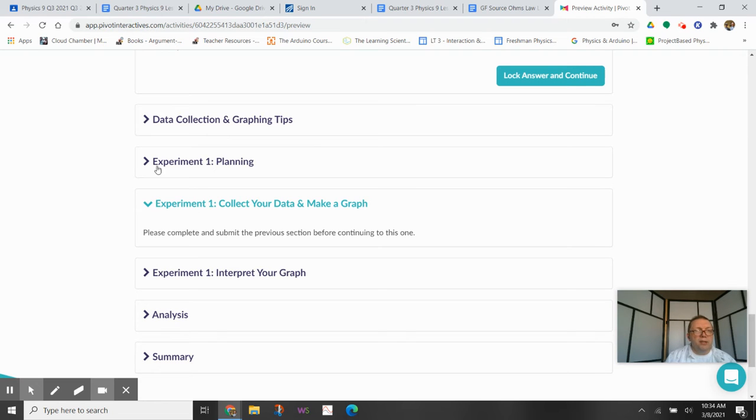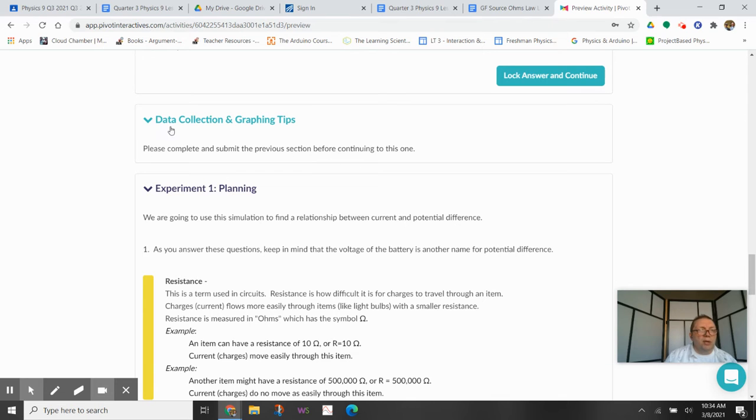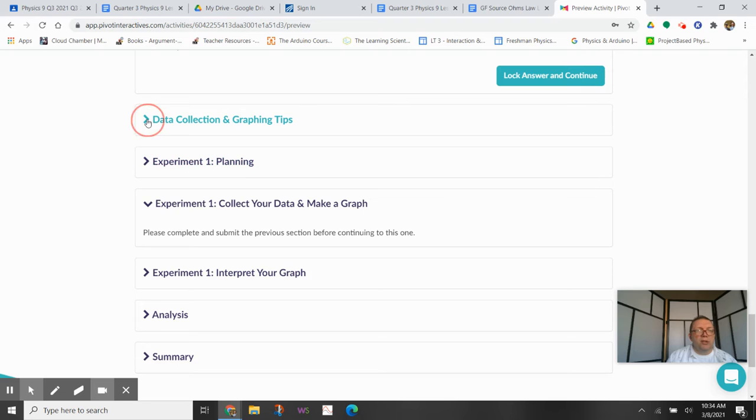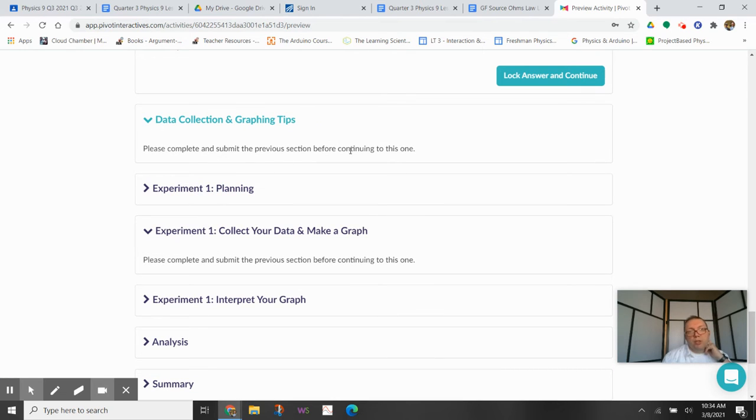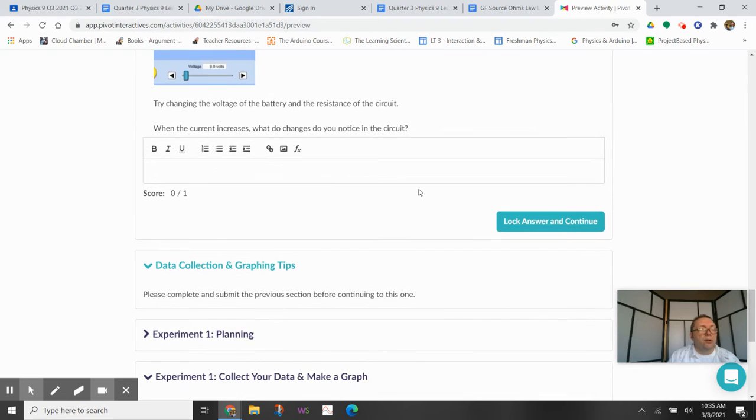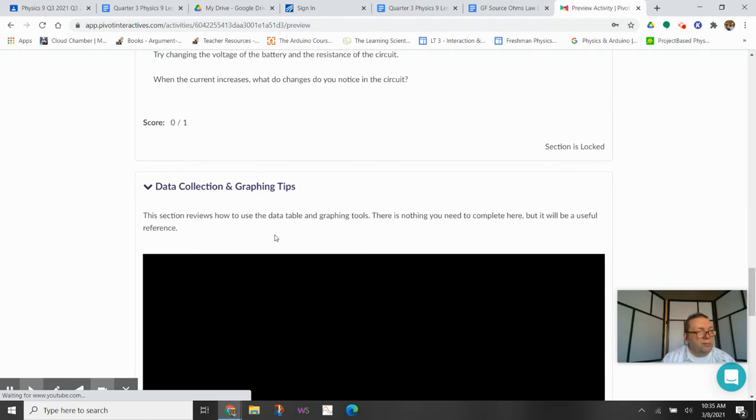If you see something like this, remember these little arrow thingies drop information down. If you look really quickly, it looks like there's maybe nothing in here. When I click data collection and graphing tips, it says, please complete and submit the previous section. If you don't read that, you might miss that it's telling you to do something first. So we have to click this lock answer and continue. That's just saying, make sure you did actually do this stuff first. So hit that, and now we see the data collection and graphing tips show up.